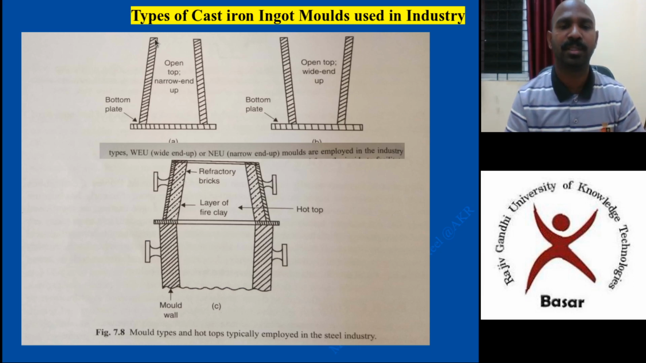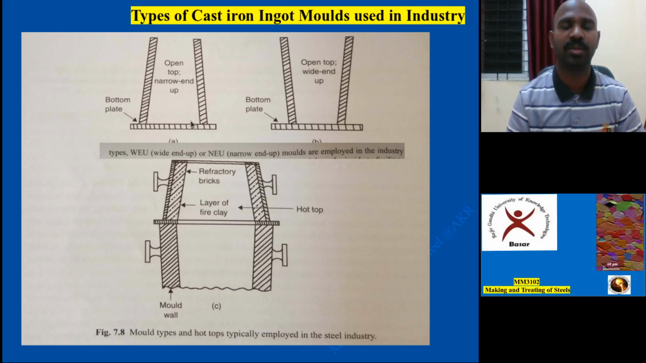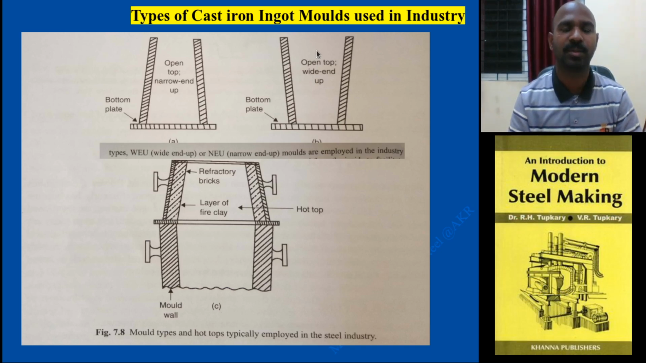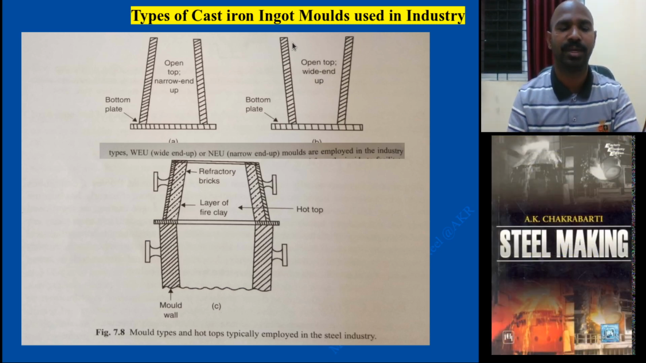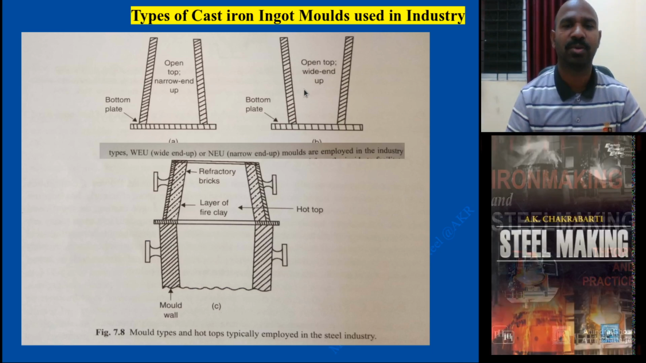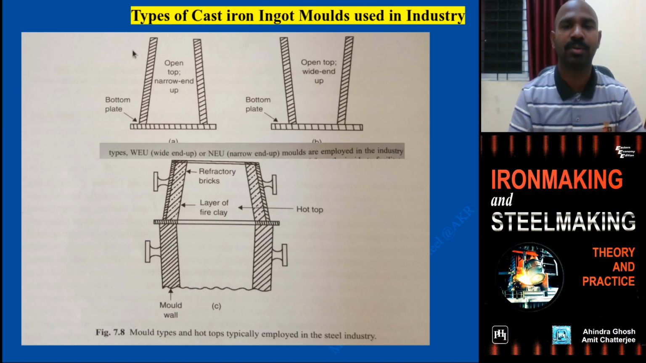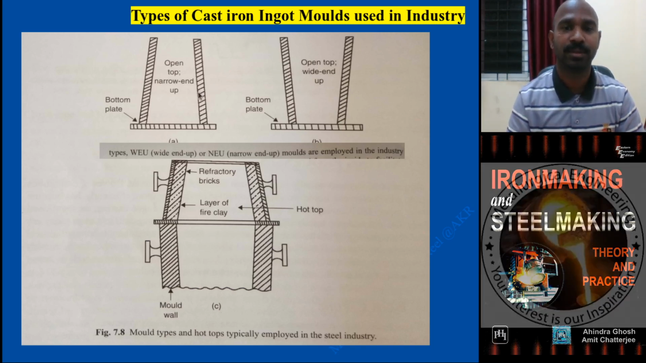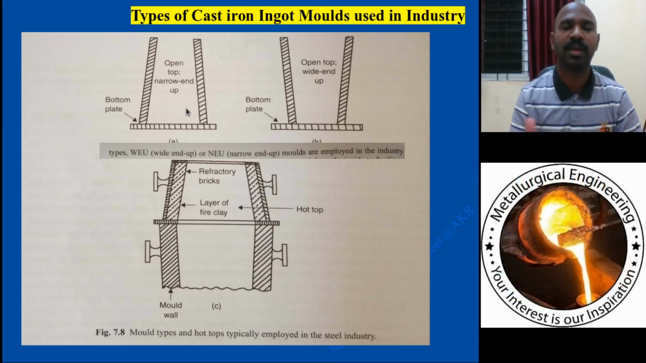But why is this particular design chosen, narrow end up and wide end up? It is for easy removal of the casting product after it is solidified. The refractory lining given for this cast iron mold is also for easy removal of the cast, solidified product. One needs to remember these two points. There may be many conceptual questions in the viva and GATE examination, so please concentrate on this.